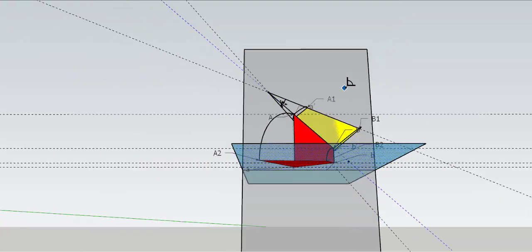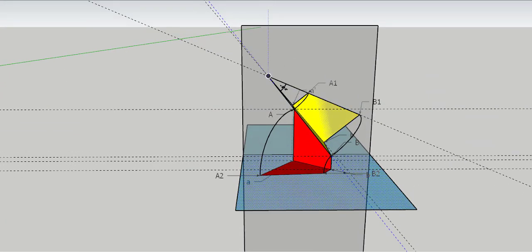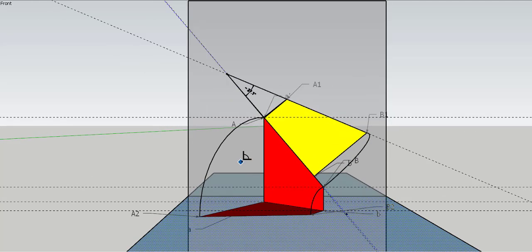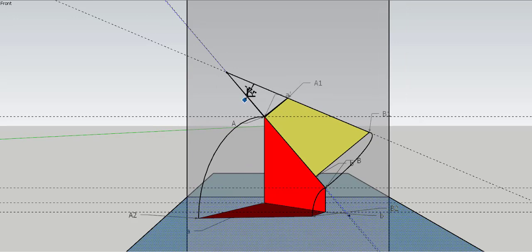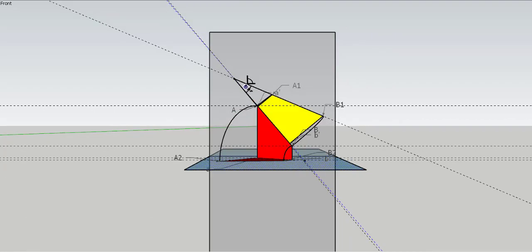So when you are drawing the projections now, let me just take it to the front view. This is the front view. If you are drawing the projections, you have got this a1 and b1, and if you extend that line and the front view projection, they intersect at a point, and the angle between those two lines will give you the actual inclination with the vertical plane. I hope you understood that.